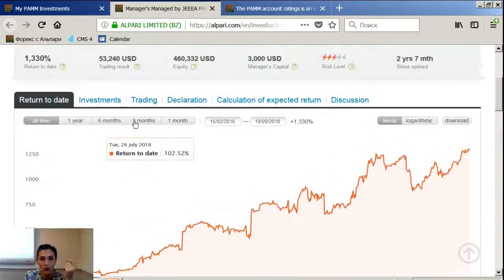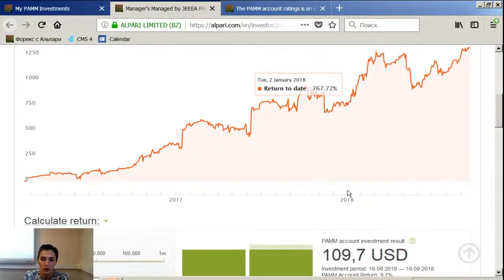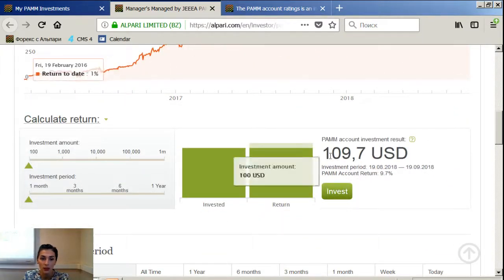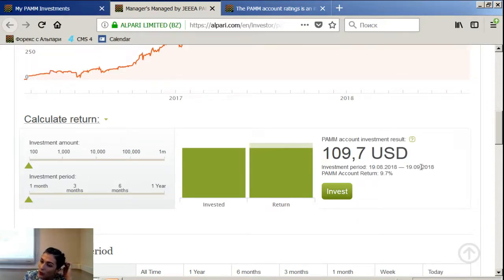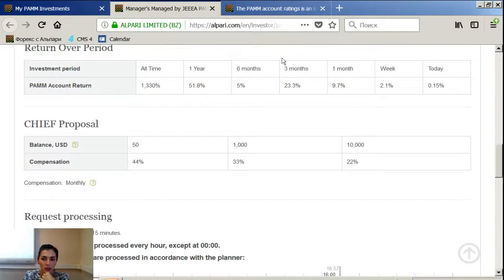You can choose 1 year, months, 3 months, 6 months, depending on which period you're interested in. You can see also this function where you can calculate return for the previous period. For example, if you invested in this PAMM account 1 month ago, on the 19th of August, you could receive 9.7%. Also, you can see a return over a period, all time, year, 6 months, 3 months, and so on. This is full, important information, so please pay attention to it.